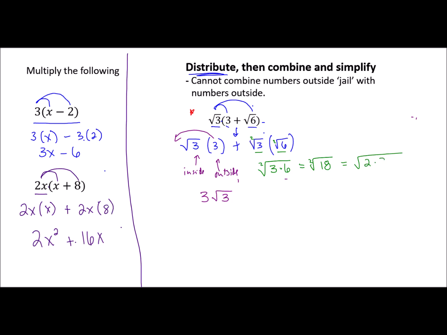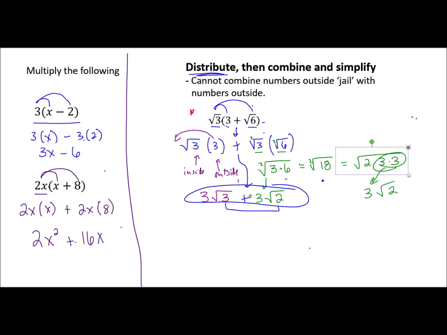18 factors into 2, 3, and 3. Group size is 3. 1 makes it out. That poor 2 is left inside. So this one became 3 square root of 2. And then don't forget, this guy was in between these two things. Now, last step is to look at those and go, okay, can I add those two things together? Well, they've got the same shelf number, but they do not have the same number on the inside. So you can't. That would be your answer right there.